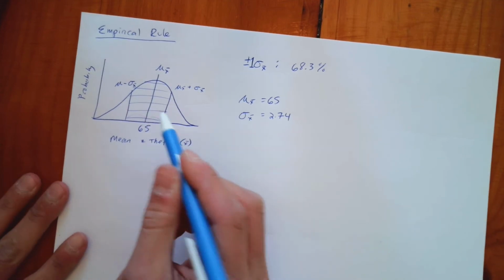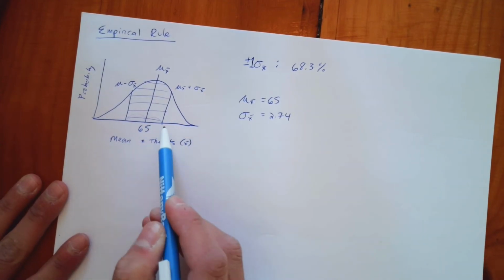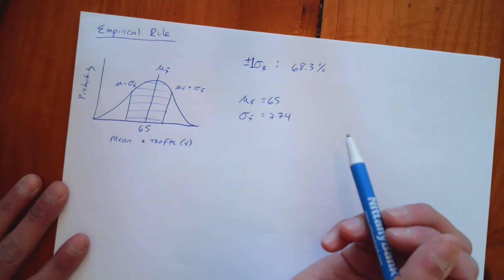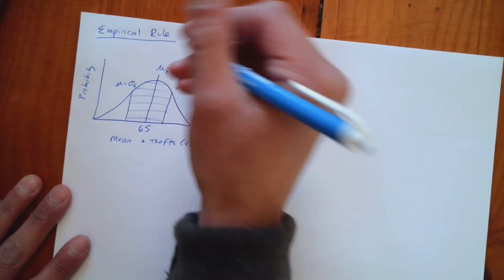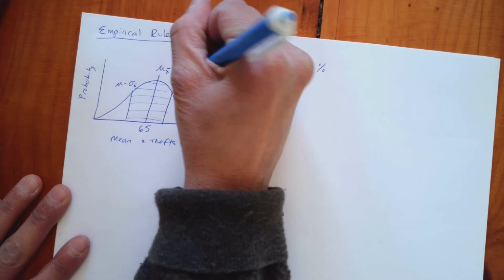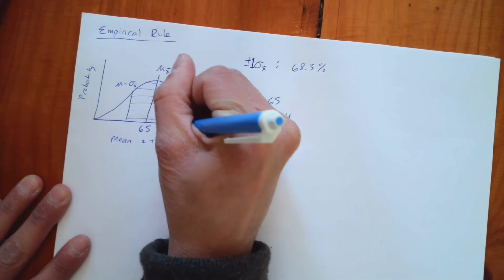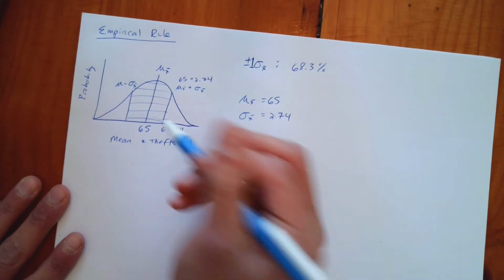So to find our one standard error in a positive direction, we're going to add our standard error of 2.74 to 65. So we're going to do 65 plus 2.74, and that's going to give us 67.74. So this is 67.74 here.